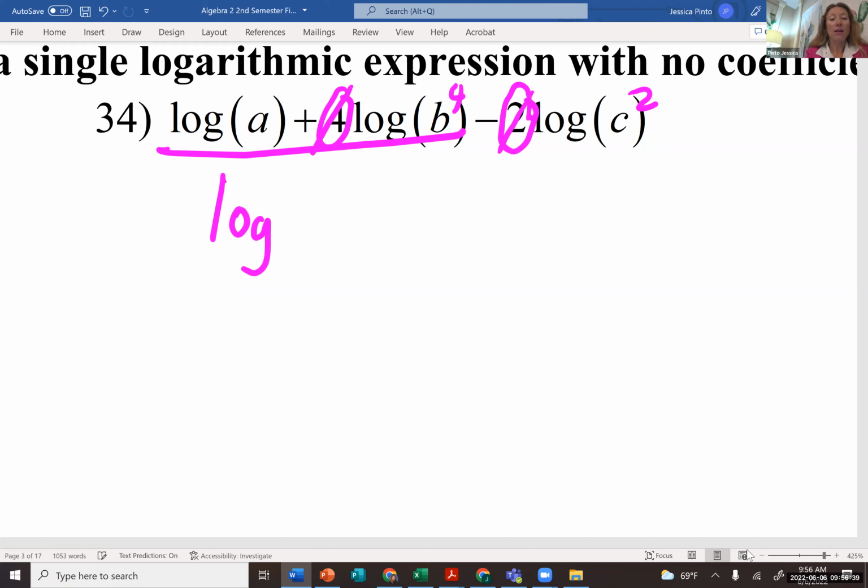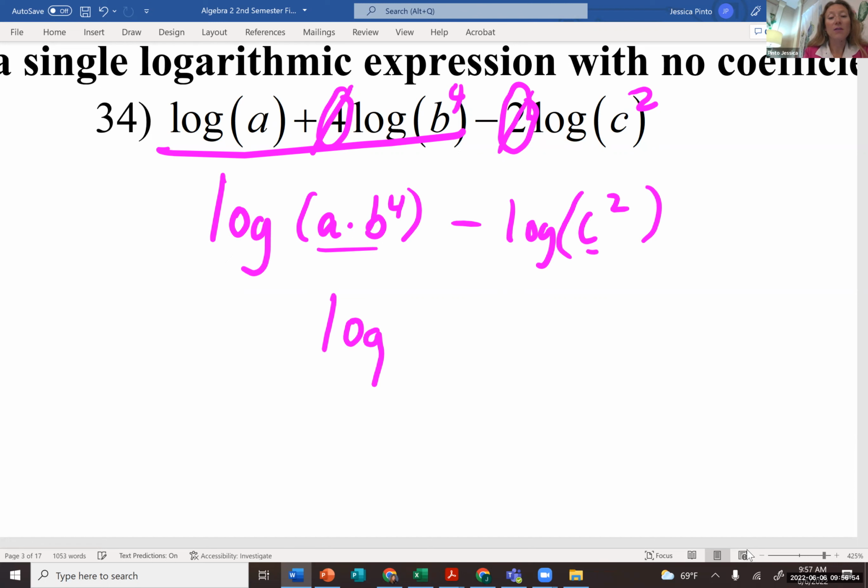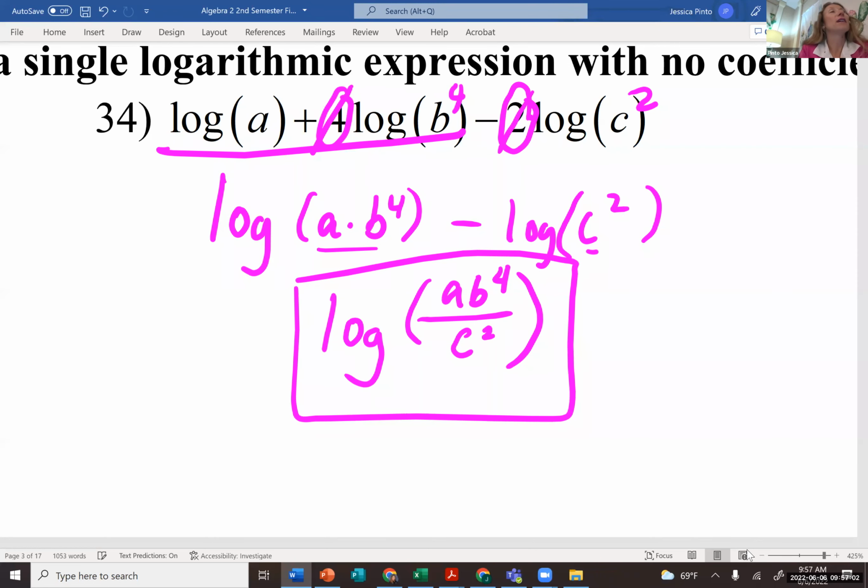So that's going to be log, and it's going to be a times b to the 4th power minus log c to the 2nd. And now I'm reminded that the c is going to go into the denominator. So it's going to be a single log a b to the 4th power, c to the 2nd power in the denominator. Final answer. And we don't evaluate this because there's no values for A, B, and C.